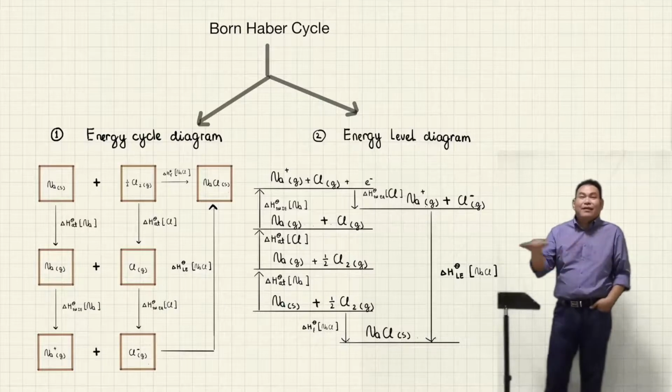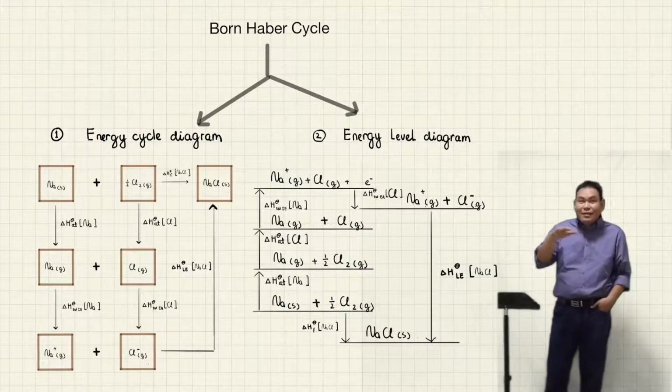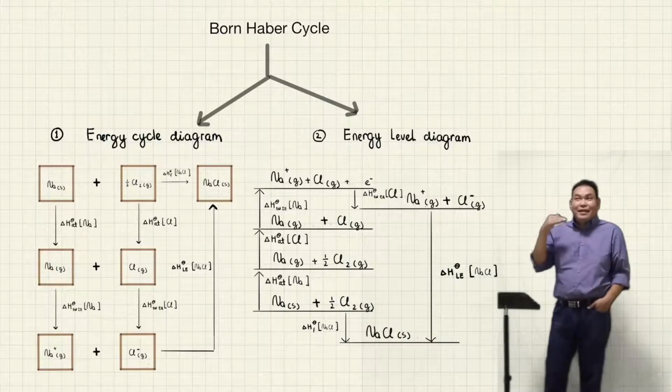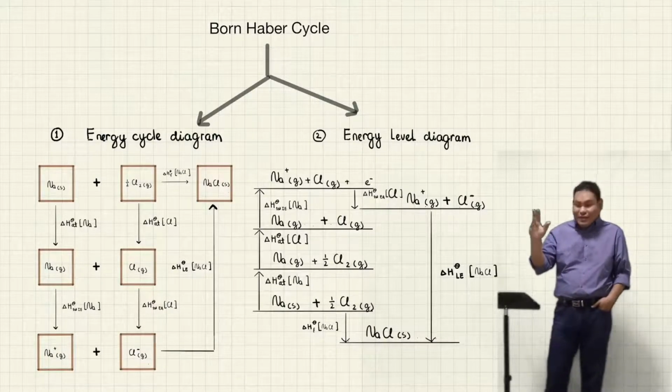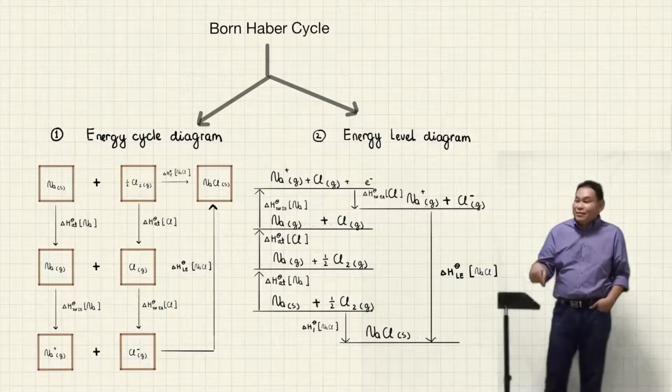Remember, instead of having boxes, you're putting horizontal lines, and on top of those horizontal lines you must put the substances, and you must put the arrow pointing up or pointing down.